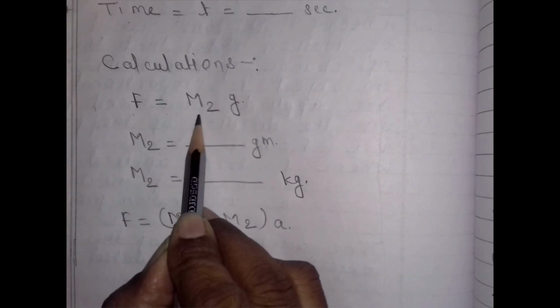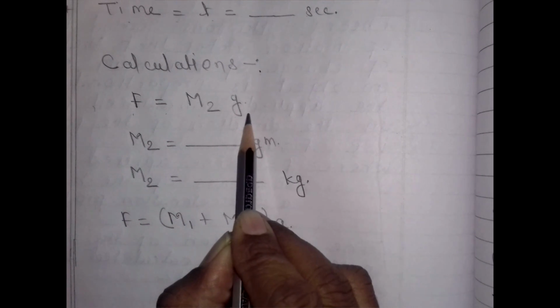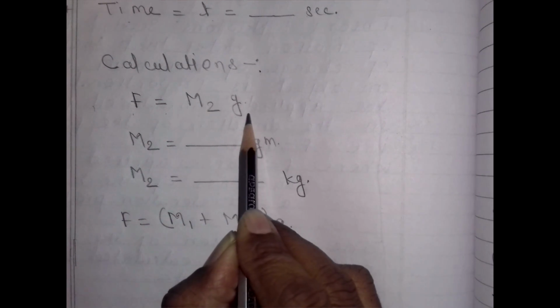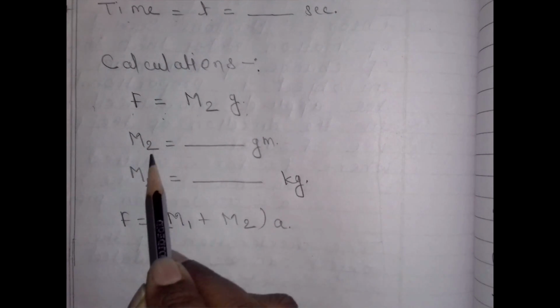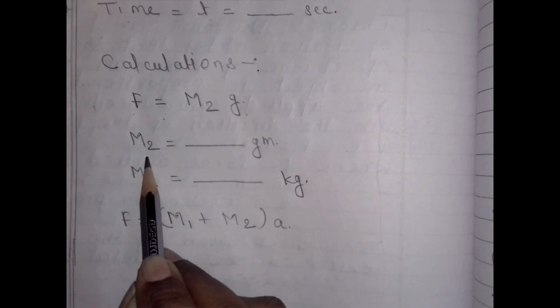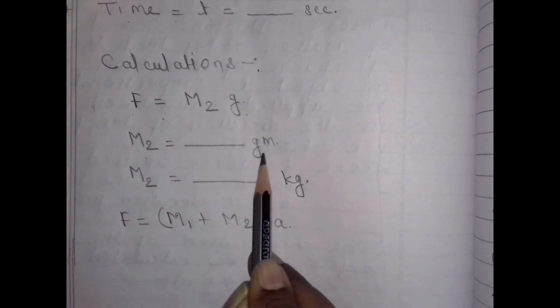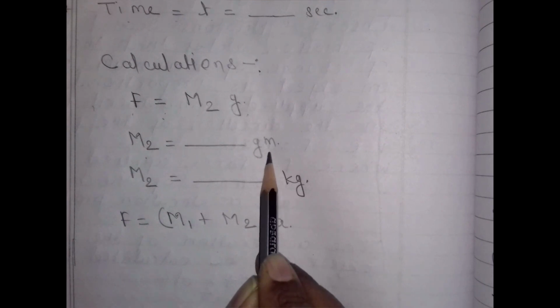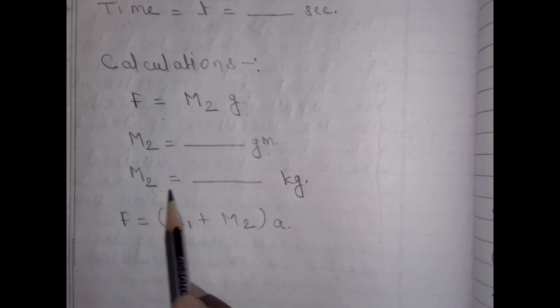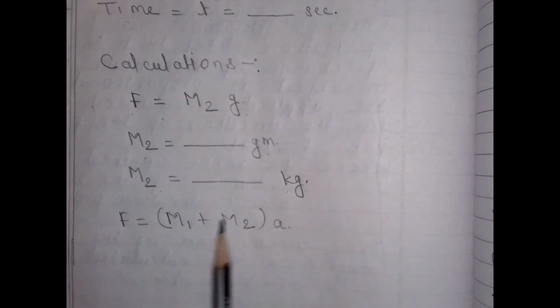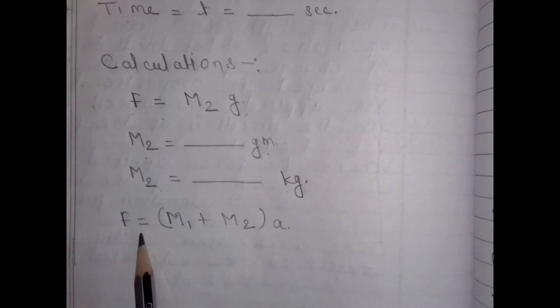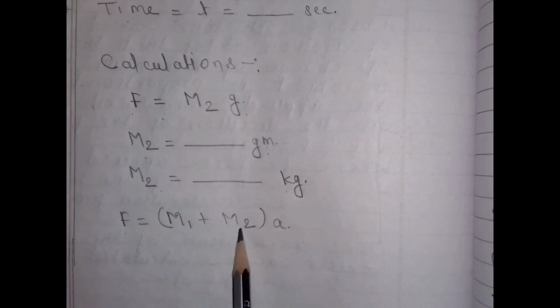F = m2g. First of all, you have to find out the value of F. Then write down the value of m2 in gram. Now convert that value of m2 into kg. After that, find out the value of F = (m1 + m2)a.